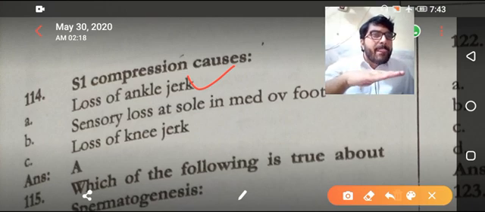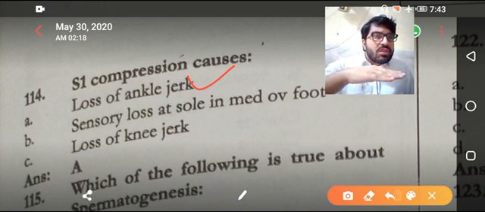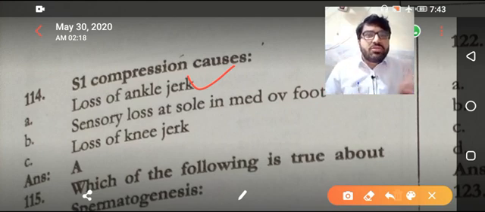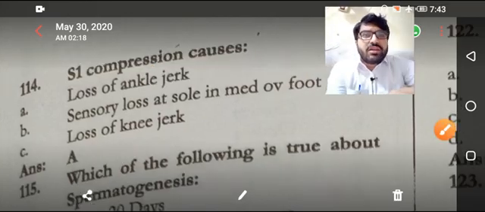S1 causes plantar flexion and L5 causes dorsiflexion. So L5 involvement will cause weakening of dorsiflexion, S1 involvement will cause weakening of plantar flexion, and there will be tingling or decreased sensation on this side and on that side. So over here, the loss of ankle jerk, that is the right answer.